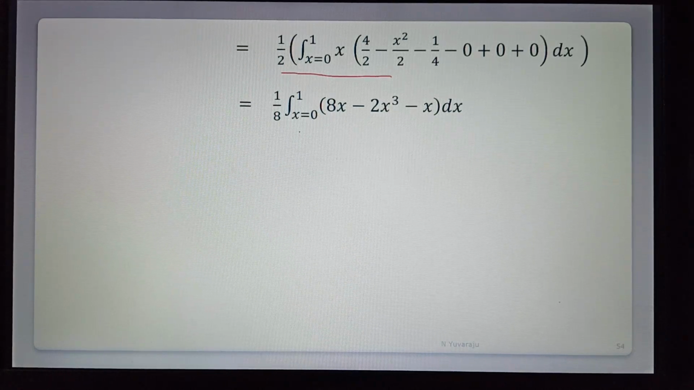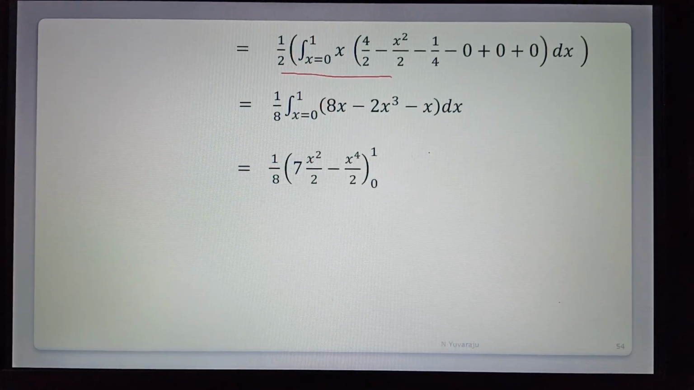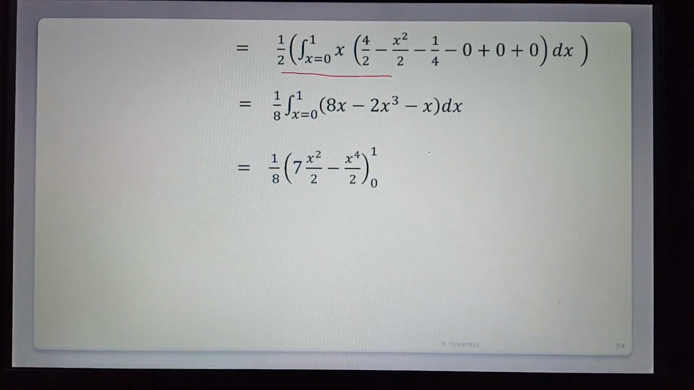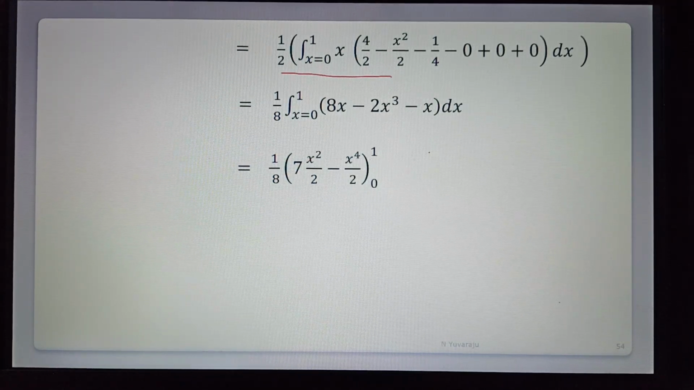The constant 1 by 8 is outside the integration. Integration x = 0 to 1 of 8x minus 2x cube minus x dx. Now integrating with respect to x: 1 by 8 into 7 into x square by 2. 8x minus x is 7x, so 7 into integration of x square by 2, minus 2 into x power 4 by 4. And the 2 cancels, x power 4 by 2.